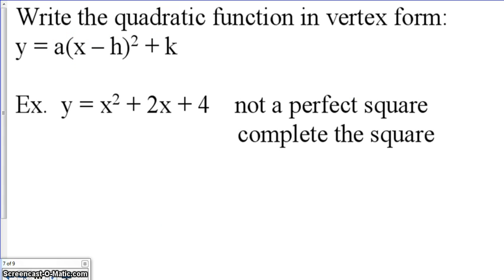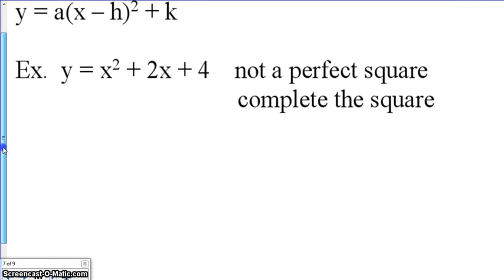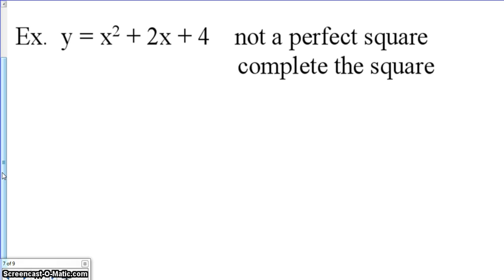Now, we're going to write the quadratic function in vertex form. So this again, y equals a times the quantity x minus h squared plus k is vertex form. In order to do that, we do not have a perfect square. So to have this happen, we have to complete the square. And that's why we practice completing the square prior to this. Now we're only completing the square on one side of the equal sign. So it's going to change what we do just a little bit.